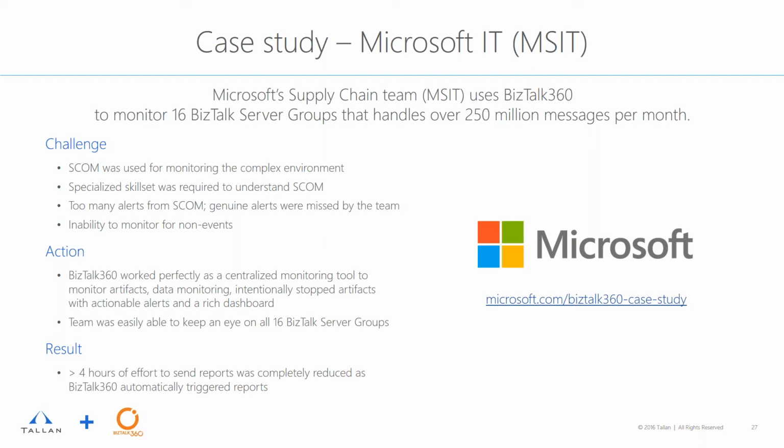BizTalk 360 also has a feature wherein it automatically corrects the artifact status. For example, if for some reason your location or an orchestration goes down and you are expecting the state to be enabled all the time, then you can set that autocorrect configuration in BizTalk 360, and it intelligently goes and gets it to the expected state without any manual intervention. That is one of the key features which Microsoft is using.